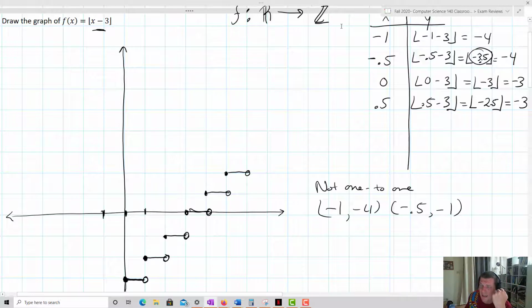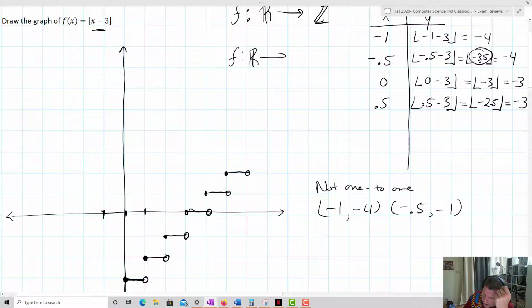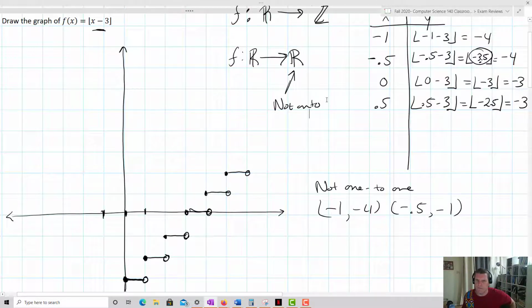If our codomain is Z. If we had a different codomain, say, for example, if I had f from R to R, right, we define it that way, then this would not be onto, because we can't get any fractional values using the floor function.